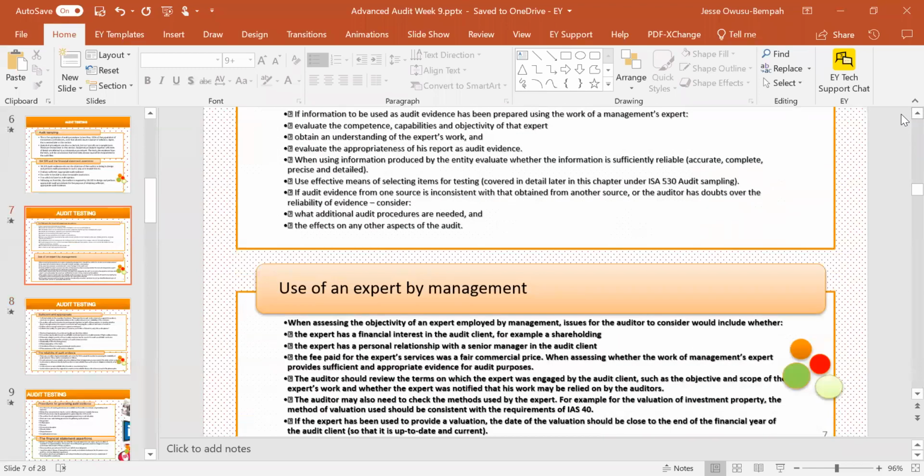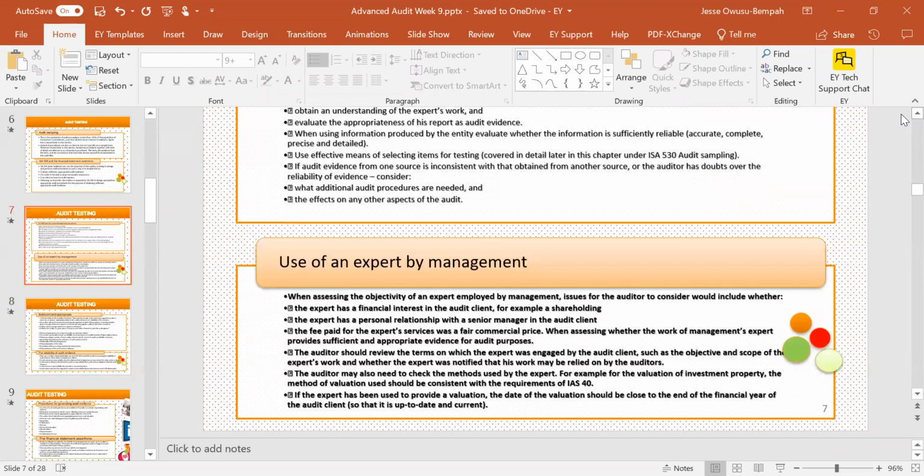Yes, hello, sir. Please, I have a question on this point: check the appropriateness of the expert's work. If you are an auditor and you don't have sufficient knowledge in an area, that's why you went for an expert, then how are you able to check the appropriateness of his work, since you yourself are not knowledgeable in that particular field? How are you able to check whether or not his work is appropriate?